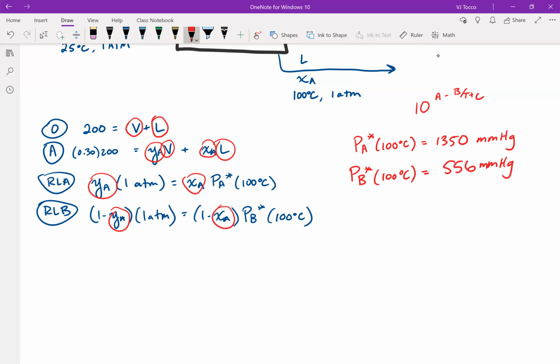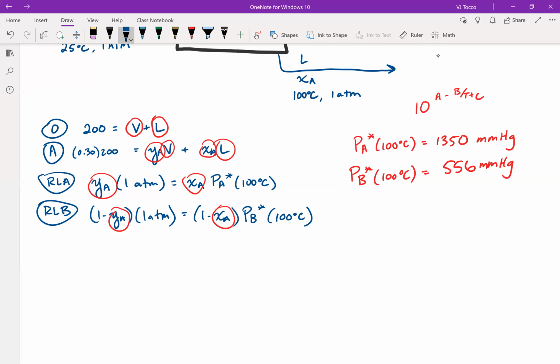From a problem solving perspective, the first equation has V and L as unknowns. So 2 unknowns there, I can't solve for that. The component A material balance has 4 unknowns, so that's probably going to be the last one that I solve for. And the 2 Raoult's laws just have YA and XA as their unknowns. So this is going to be a system of 2 equations, 2 unknowns that I can solve for right off the bat. And looking at this, the easiest thing to do would probably be to add them in order to eliminate YA.